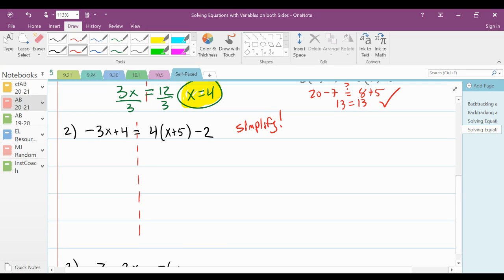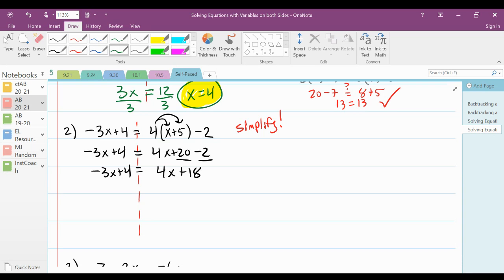Sometimes we have to simplify first, and then our first major basic move will be to get x on one side. So the left side doesn't change at all. But on the right here, if I simplify this, I'm going to distribute that 4. I'm looking at 4x plus 20 minus 2. Let's call that 4x plus 18 on the right, -3x plus 4 on the left.